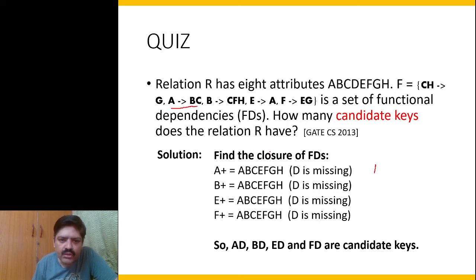So the A closure, written as A plus, would of course have A, and along with A it will also have BC. That's because of this functional dependency given over here. From B, I can figure out CFH. So C is already here, and so let's add FH. And if I know CFH, from F I can identify EG.